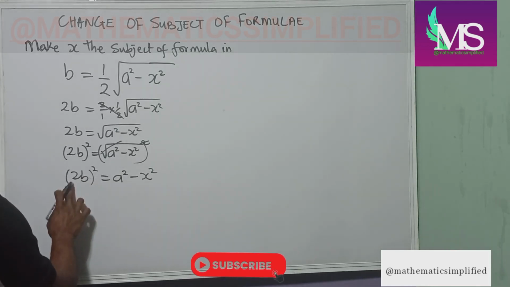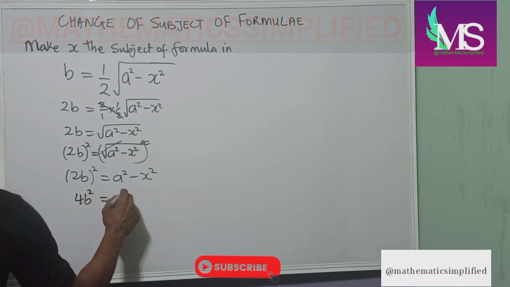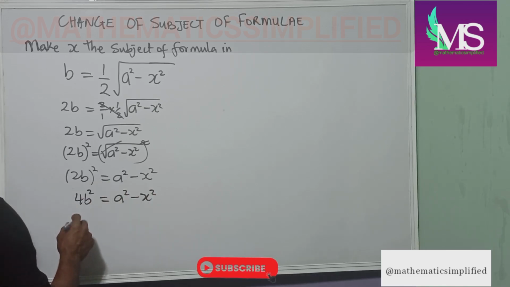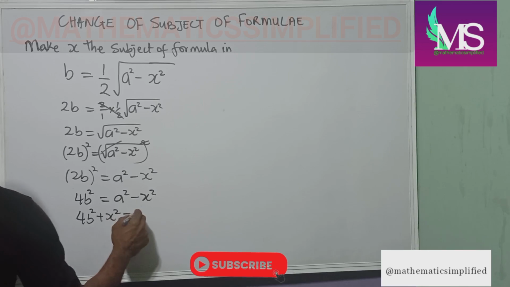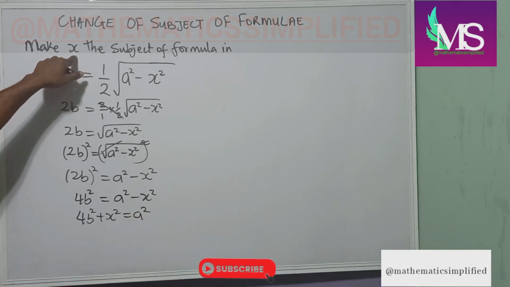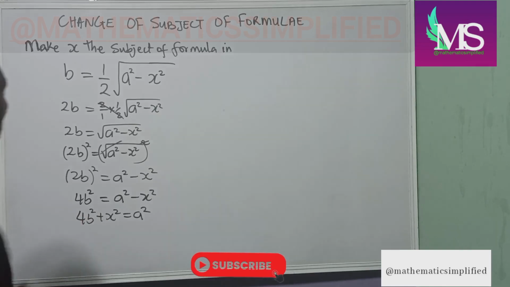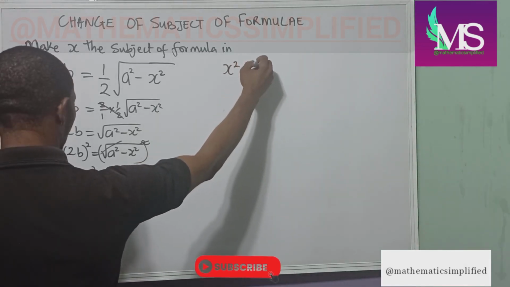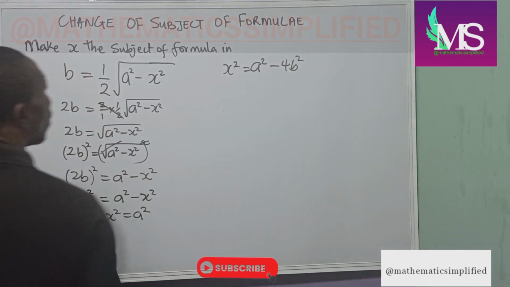2 squared will be 4b squared equals a squared minus x squared. So moving x over to this side, this becomes 4b squared plus x squared equals a squared. But now we are making x the subject of the formula, so we have to eliminate this 4b from this side. So this becomes x squared equals a squared minus 4b squared.